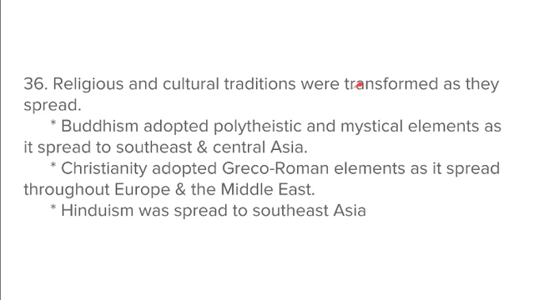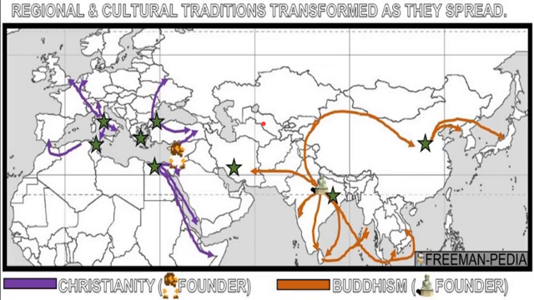Hinduism is another religion that spreads, but unlike Christianity and Buddhism, which spread because of missionaries and merchants, Hinduism is going to spread only to one place. It's only going to spread to Southeast Asia. It's not going to spread anywhere else, right? Only to Southeast Asia. However, Christianity is going to spread to a whole bunch of places, and Buddhism is going to spread to a whole bunch of places as well, right?